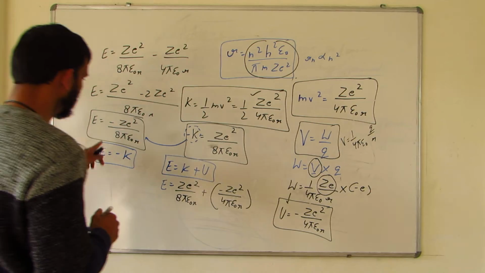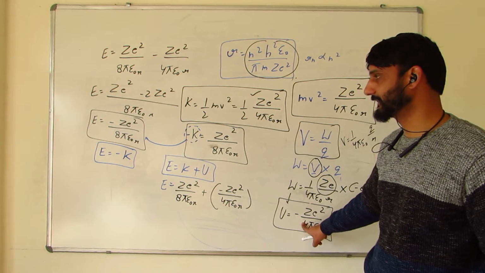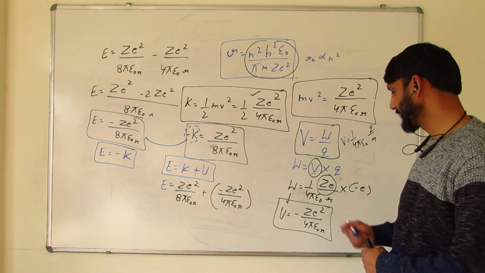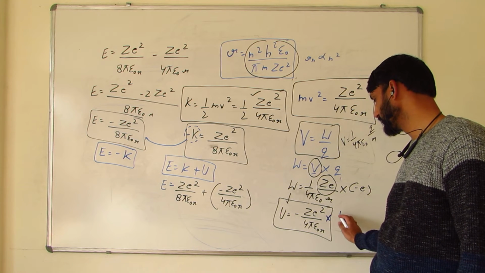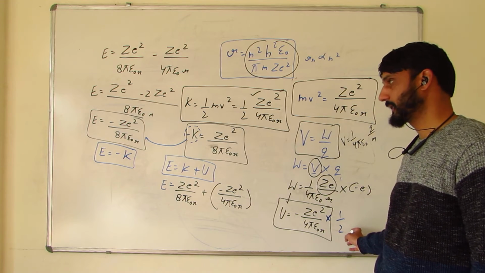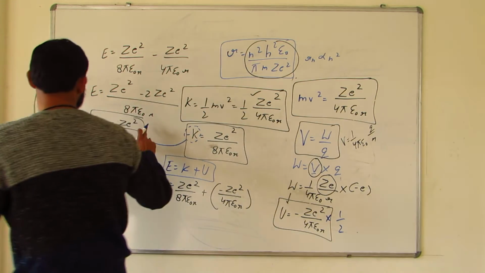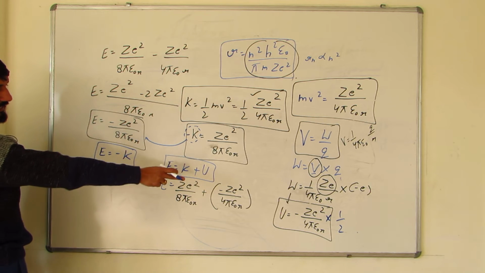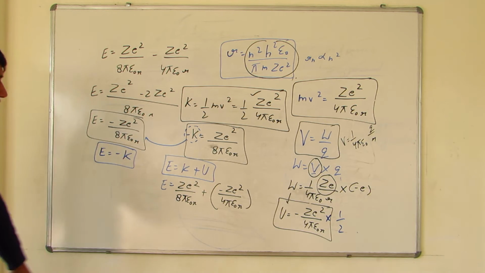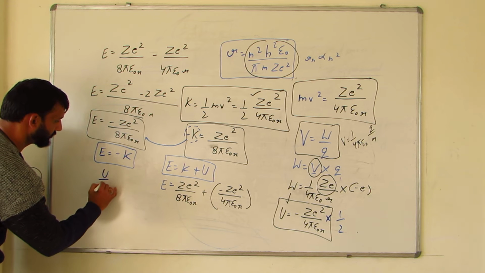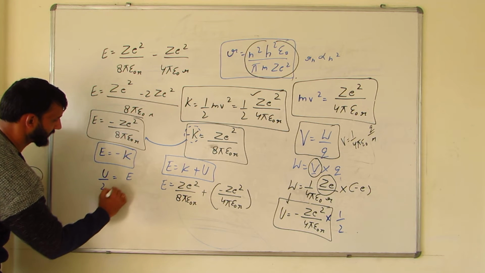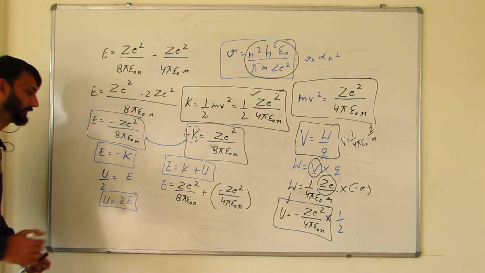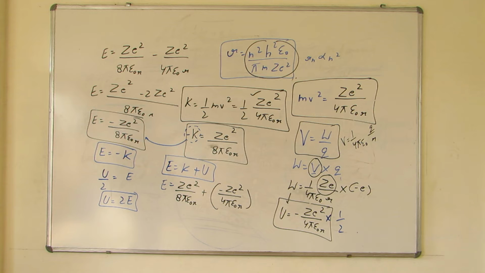Also, look at this and this, they are the same except that this has 8 there. So if I divide it by 2, it will become that. And if I multiply it by 2, so if I do U by 2, it will become E. It means U is equal to 2E. Right?